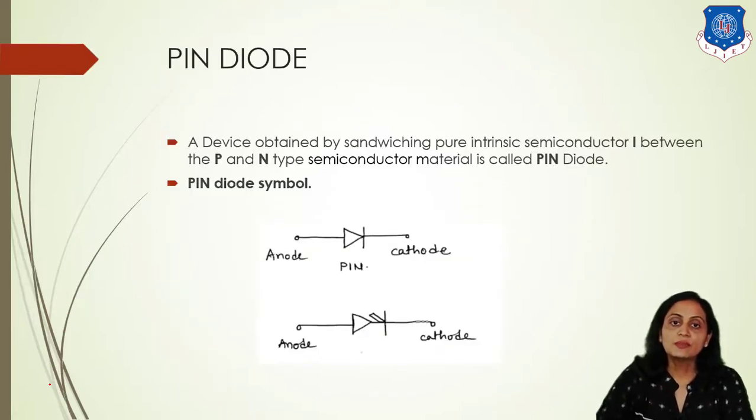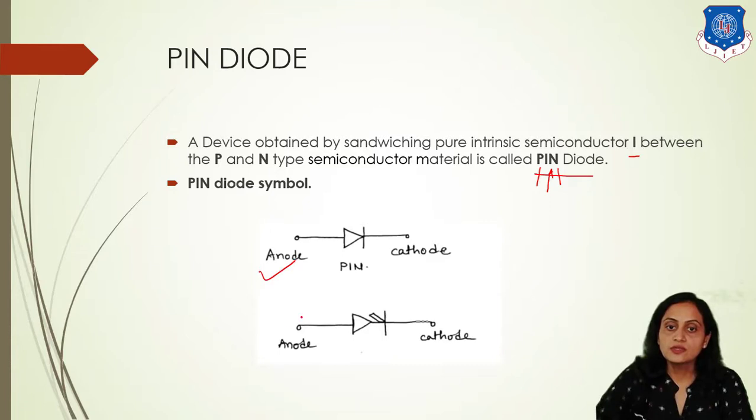So let us begin with the PIN diode. PIN diode is a device obtained by sandwiching the pure intrinsic semiconductor, that is shown with the I, in between the p-type and n-type semiconductor material, and that is why it is called the PIN diode. Because we have p-type semiconductor material, n-type semiconductor material, and in between these two we are sandwiching the intrinsic material. Now this is the symbol.